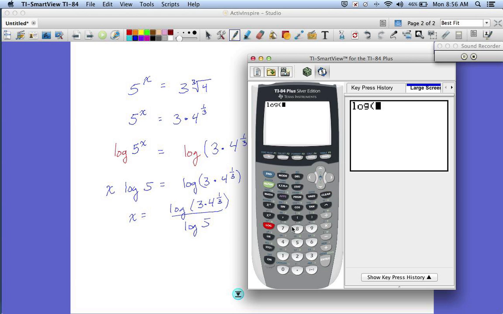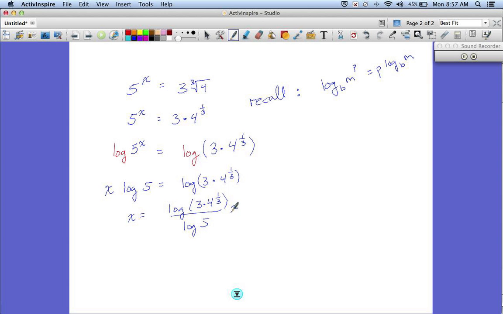So I do the log. It opened the parentheses for me. 3 times 4 to the 1/3. Close the exponent. Close the numerator. Divided by the log of 5. And I get 0.9697, or approximately 0.97.